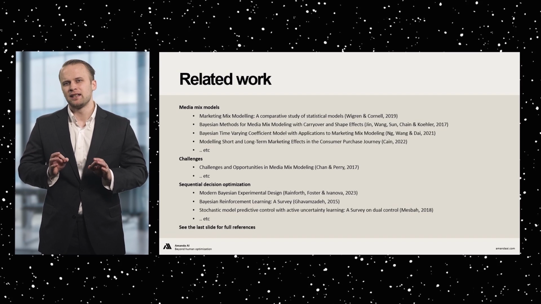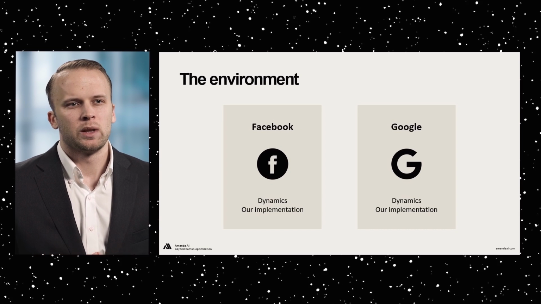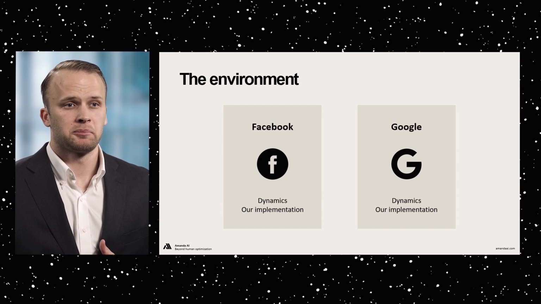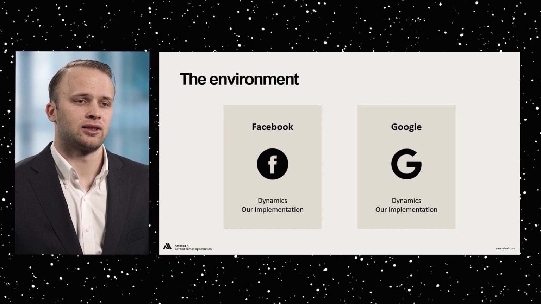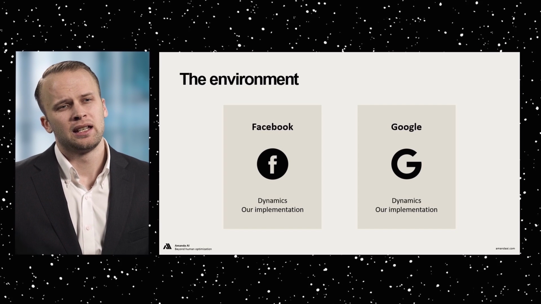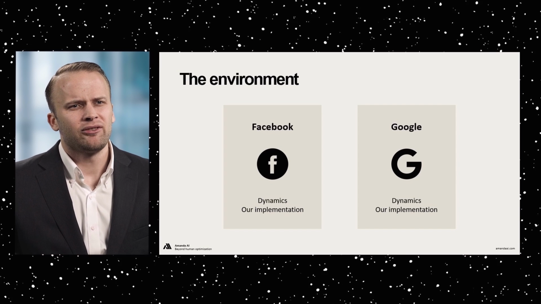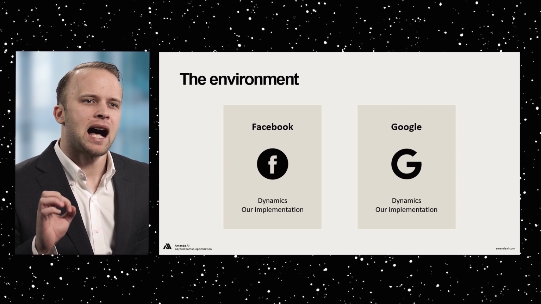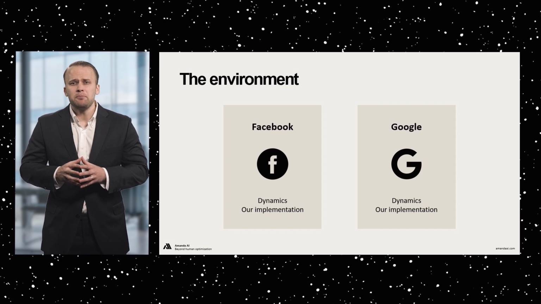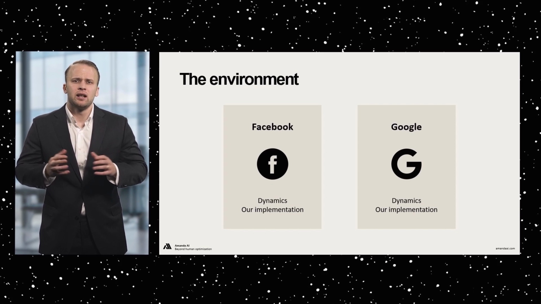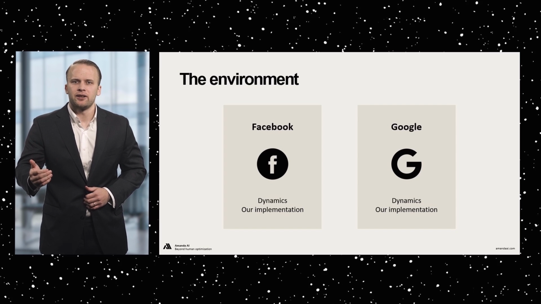With that being said, let's discuss the environment. In the report, we consider two marketing channels, Facebook and Google. However, our approach can also be extended to other channels such as Bing or Amazon. Now, the internal dynamics of these platforms will significantly affect how effective our budget allocator will be. Furthermore, the strategies implemented in our automated product will also play a significant role in the effectiveness of the budget allocator.